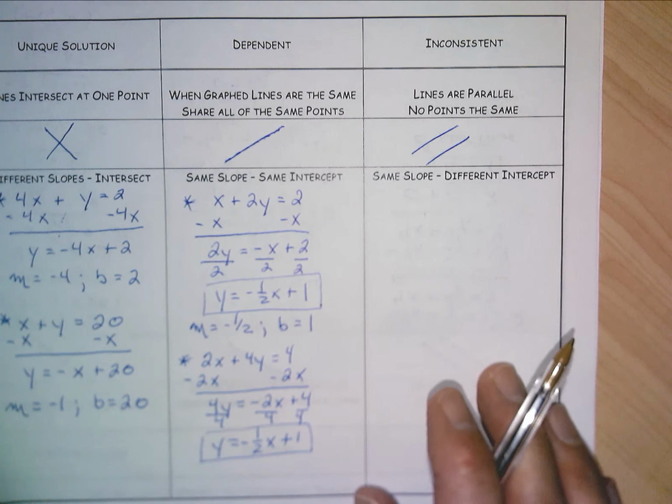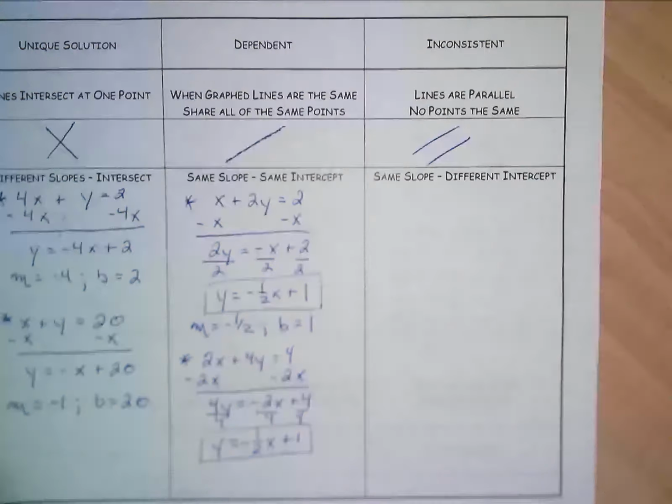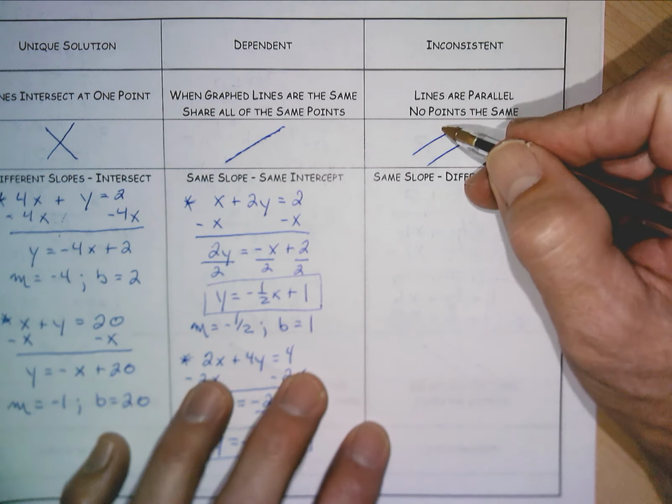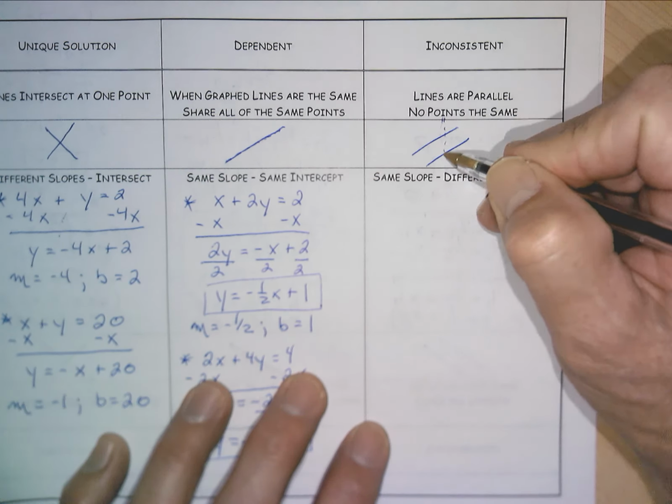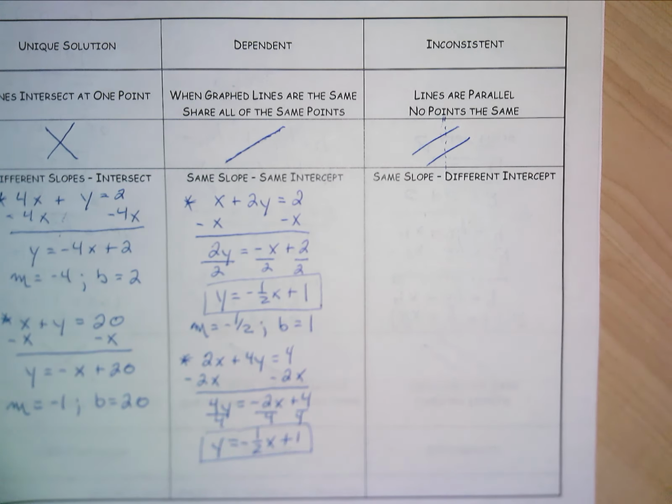if they have the same slope, meaning they increase or decrease at the same rate, but go through different places on the y-axis, they have different y-intercepts. They're going to be parallel to each other. So I tried to put this in math terms and in layman's terms. It's an inconsistent system, which means the lines are parallel, which means they have the same slope but a different intercept. All the information is right there.